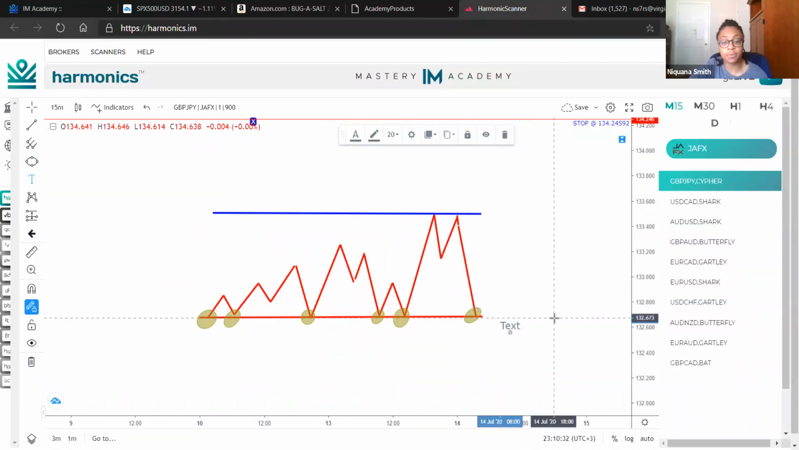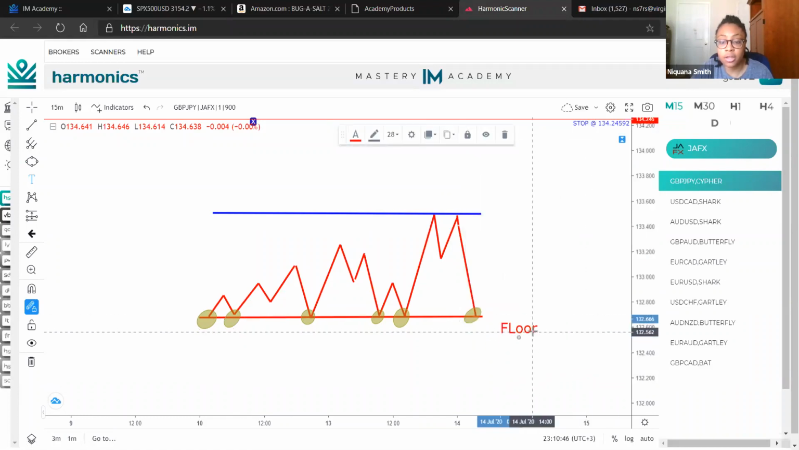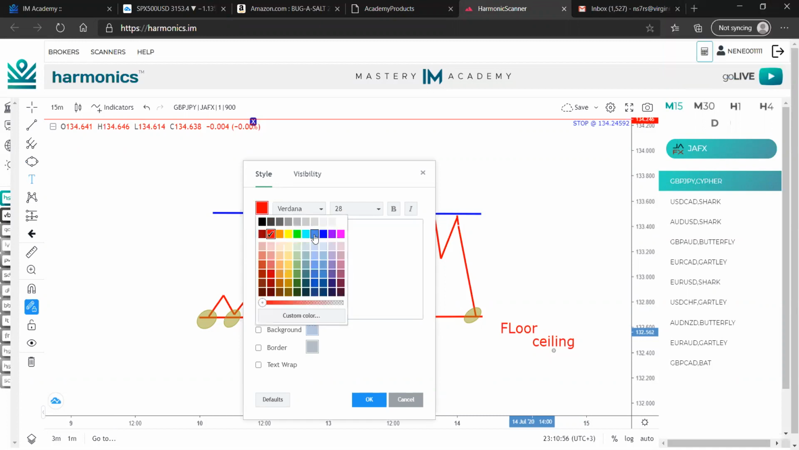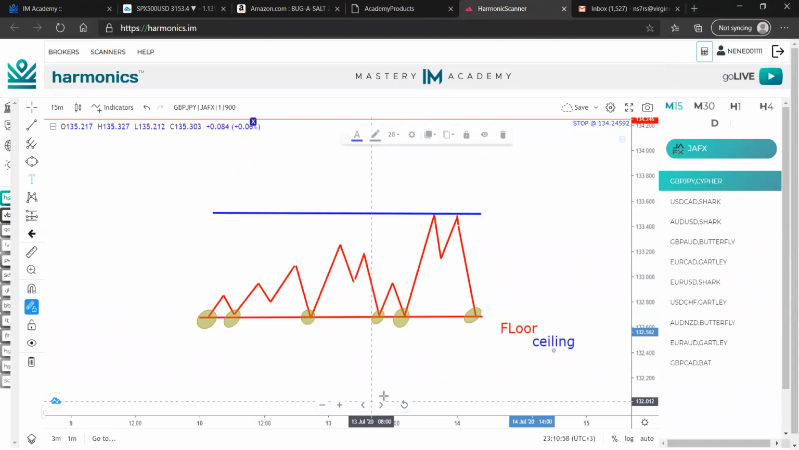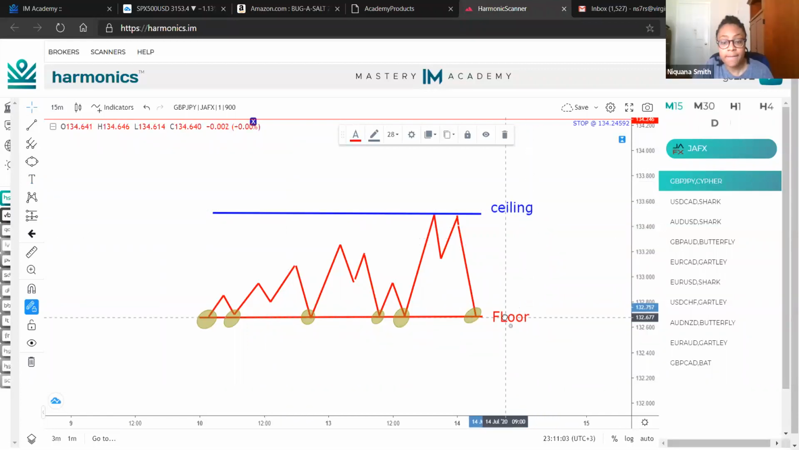So I'm going to actually put that. So floor, big, bold, and beautiful. I don't know if that made it bold or not. Okay. And then ceiling. Is that how to spell ceiling, guys? Okay, cool. And you have the ceiling. So let's put this here. So you have the floor and you have the ceiling.